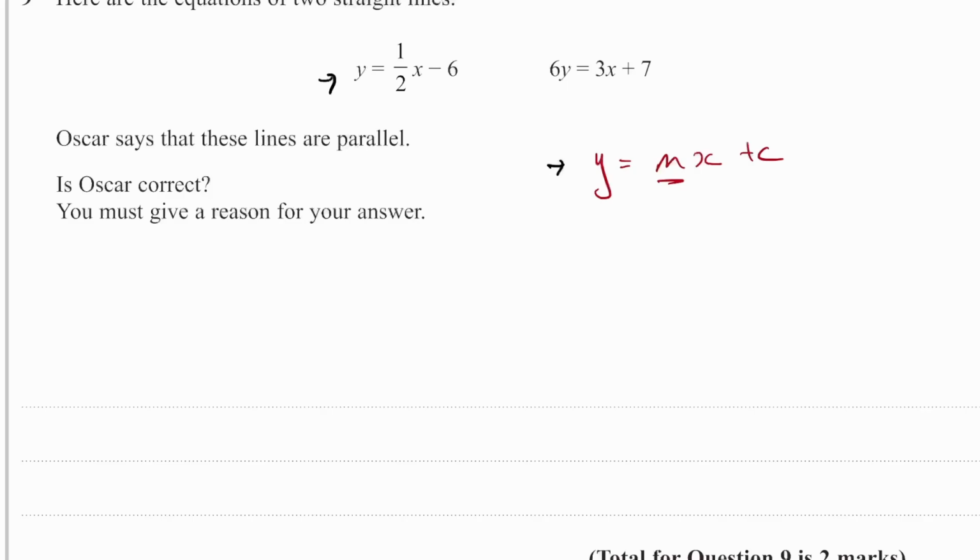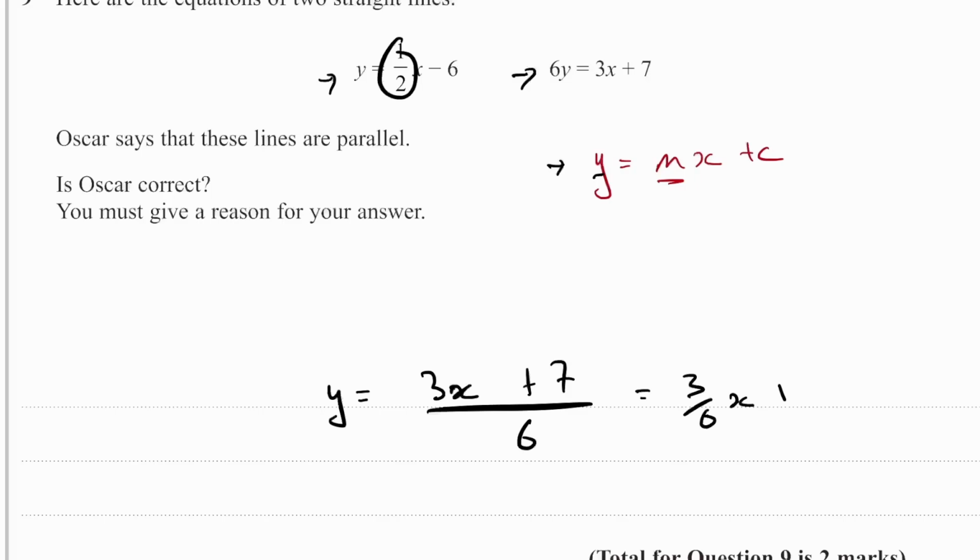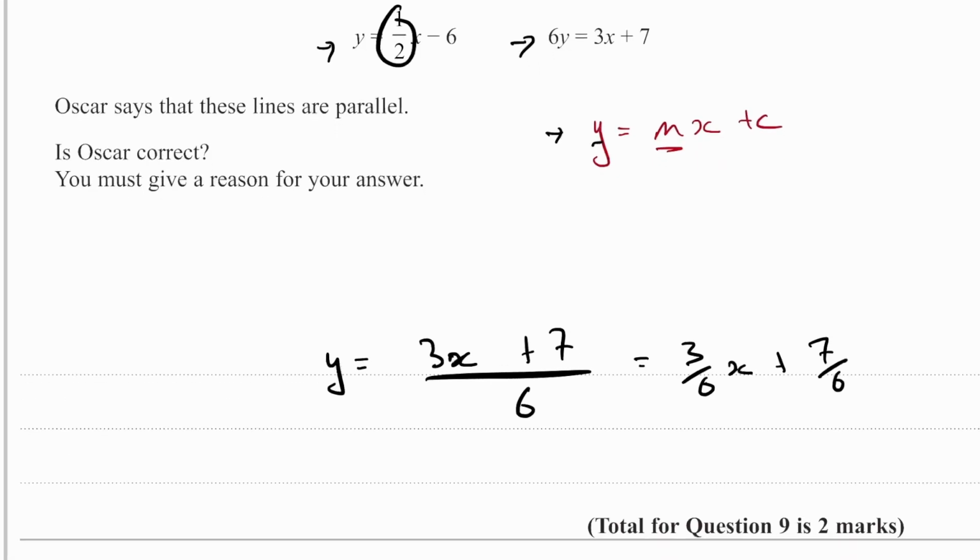Now the first one is done for you, so you can see the gradient of this is going to be a half. The second one, though, we have 6y, and essentially we need to make sure that y is on its own. So we can just rearrange that: y is going to be equal to 3x plus 7 over 6. And then you can separate out this fraction. That is going to be 3 over 6 x plus 7 over 6. And so essentially then you can see 3 over 6 is going to simplify down to a half. So y equals a half x plus 7 over 6.